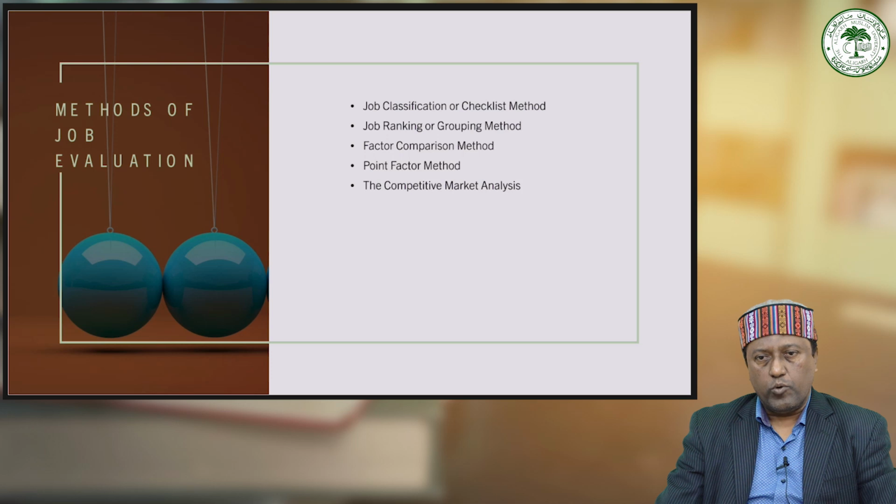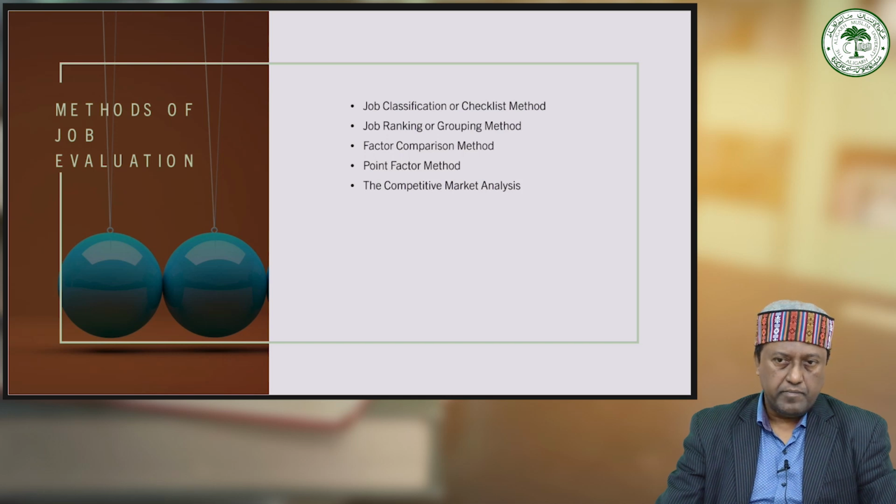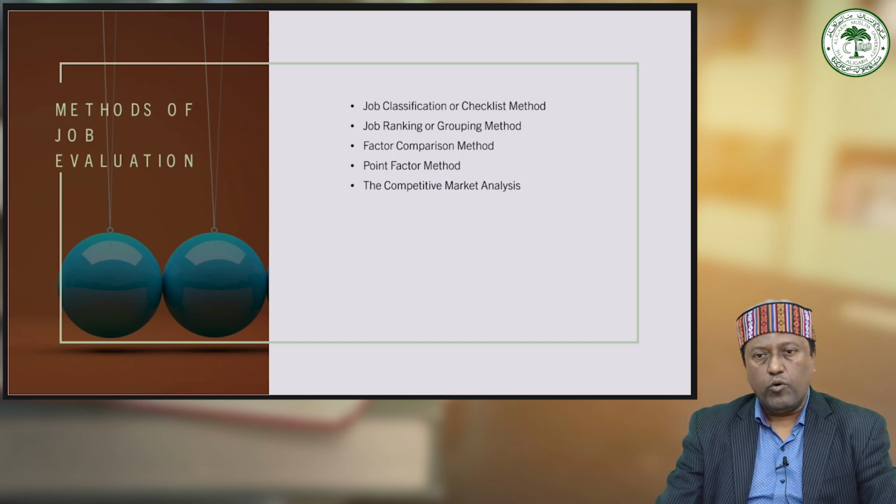So, this is a straightforward approach to job evaluation where jobs within an organization are arranged in a specific order, either from the most complex to the simplest or vice versa. Here's an overview of how this method typically works. Number one, ordering of jobs. Jobs are listed or grouped in a particular order based on a single criterion, often complexity or difficulty. The most complex or difficult job is ranked first, followed by the next in order, and so on, until the simplest or the least complex job is listed last.